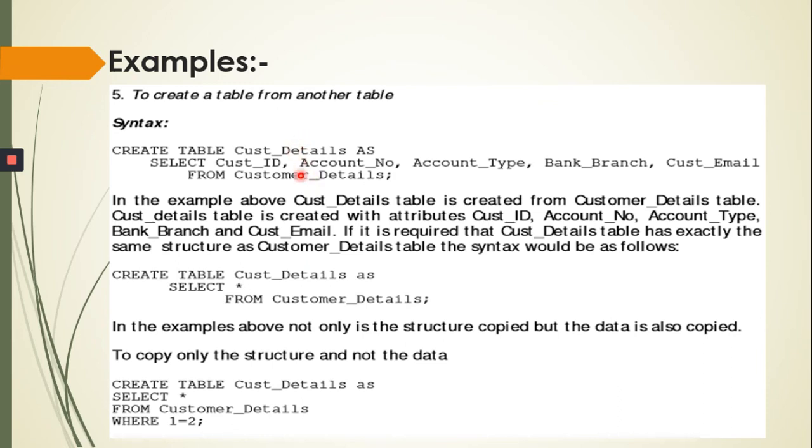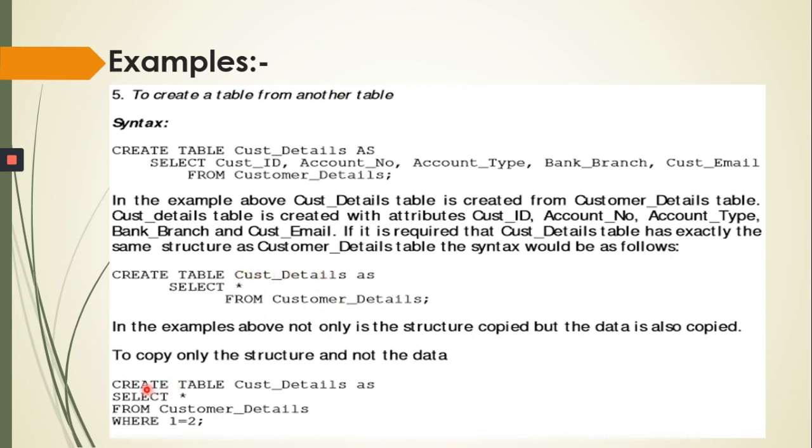If both tables have the same structure, then we can use create table cust detail as select star from customer details. We do not need to write all the columns like this, if both tables have the same structure. Now if I write it like this, then in the example above, not only is the structure copied, but the data is also copied. In this, the data of customer details is copied into cust detail.